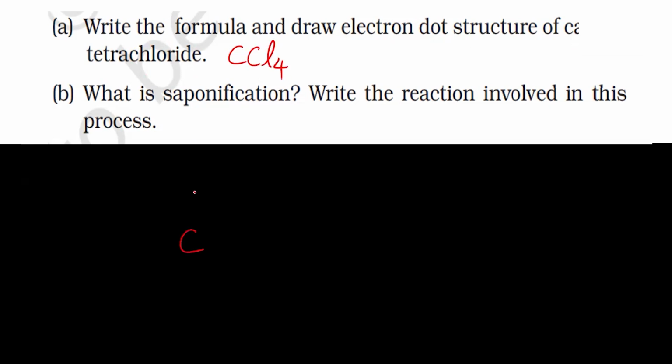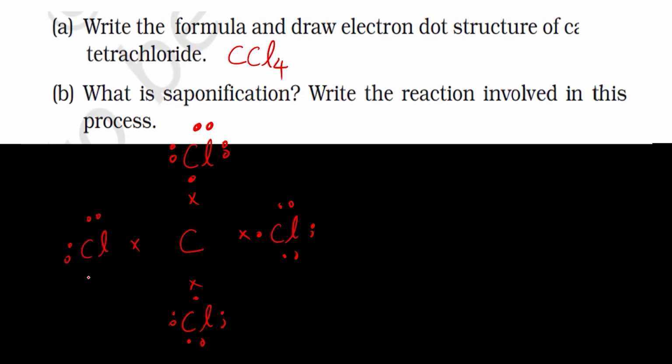Carbon is having 4 electrons in its valence shell. And chlorine atoms are having 7 electrons. 1, 2, 3, 4, 5, 6, 7. Here also chlorine, 1, 2, 3, 4, 5, 6, 7. Here also chlorine, 1, 2, 3, 4, 5, 6, 7. 4 chlorine atoms you have to draw.